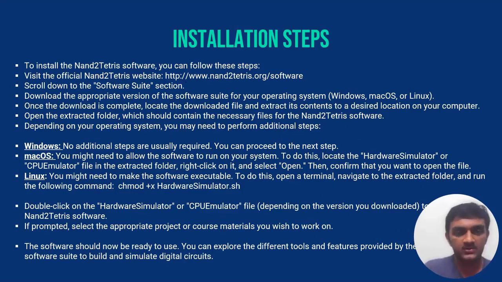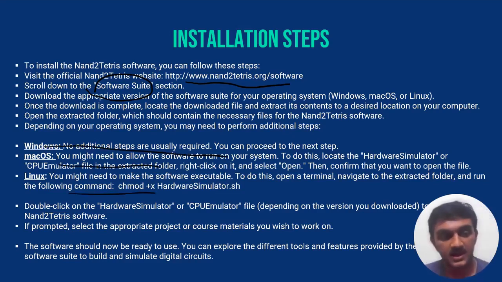So first we have to go to the site nand2tetris.org/software, and we have to go down to the software suite section, and we have to download the zip file that will be available there, unzip it, and based on your OS version, whether it's Windows, Mac or Linux, we have to follow the commands as per the slides which I have written. And once we have done all these processes, we have to double click on the hardware simulator file or CPU emulator on Mac, or we have to run the chmod +x hardware simulator.sh option in Linux OS.